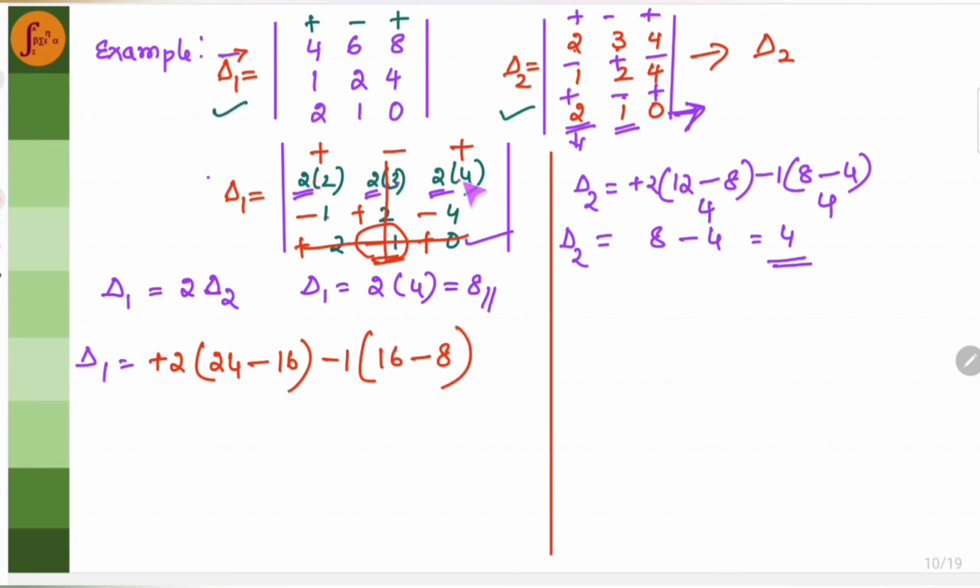It's going to be 1 into 8, which is 8. So now when you calculate, 24 minus 16 is 8. 8 into 2 is 16. Minus 16 minus 8 is 8. 8 into minus 1 is 8. So we'll get 8 as the answer. So we got 8 as determinant 1, which is what we wanted. We have proven this particular property.